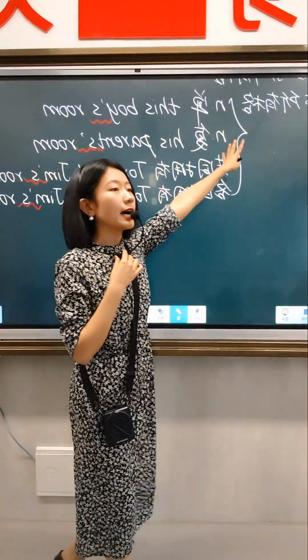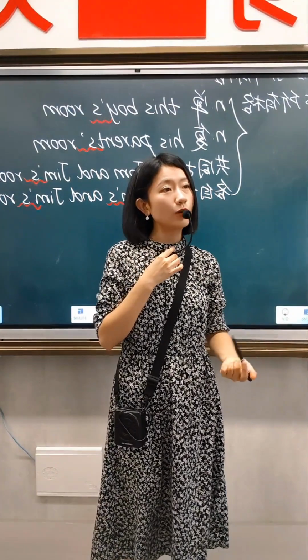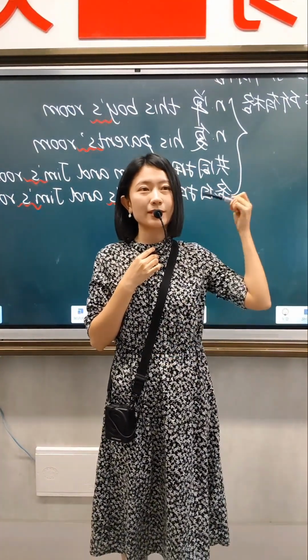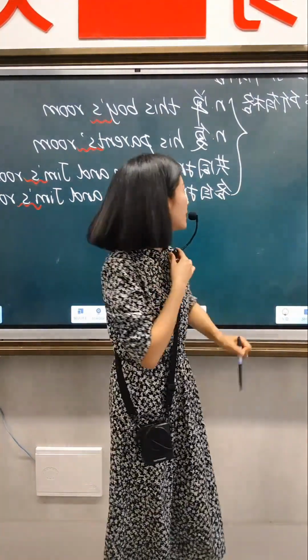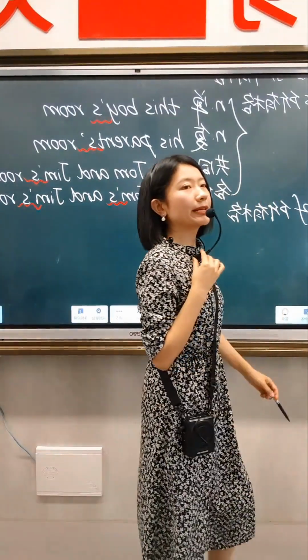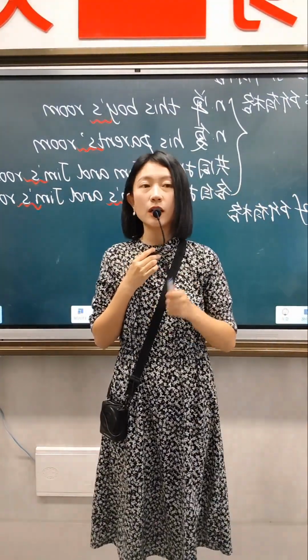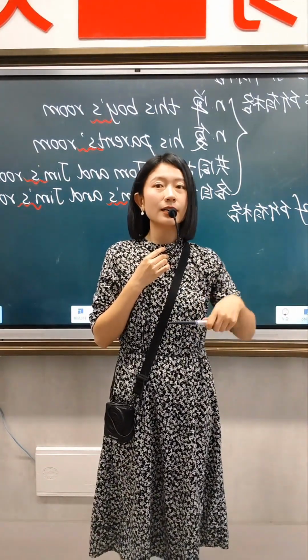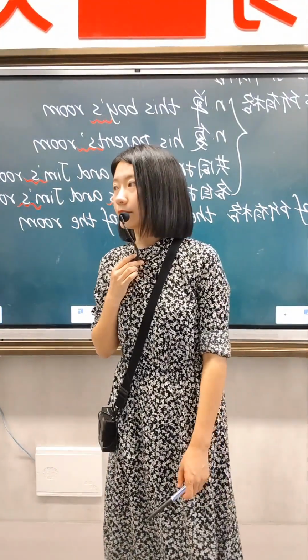This is the first kind, and also we can use a preposition to show ownership. Which preposition do you have in your mind? Of. Very good. So that's the second kind. Let's see some examples together. How to say 这个房间的窗户? The window of the room. How to say 这个单元的标题?